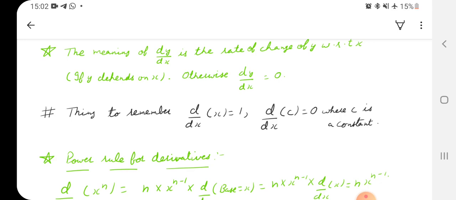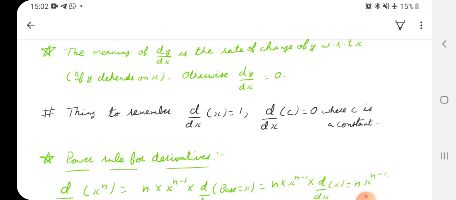See, whenever I am taking a constant function, it will not change with respect to x, right? So if it will not change with respect to x, it is not depending on x, then its rate of change will be 0. So d over dx of a constant term will be 0, right?